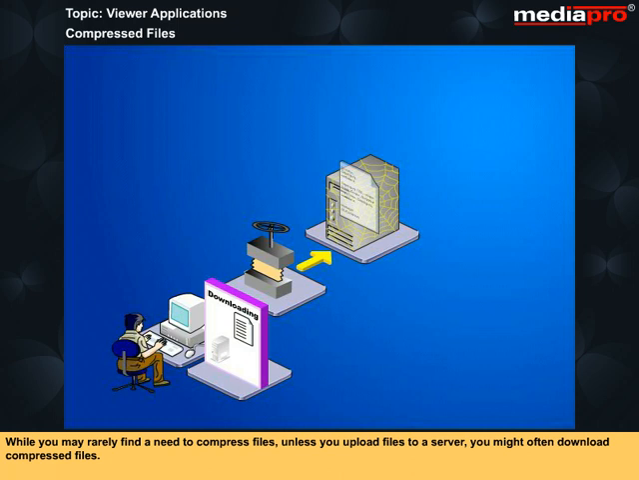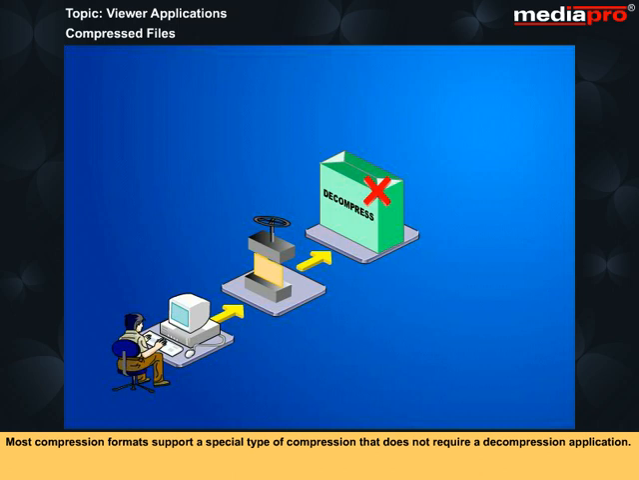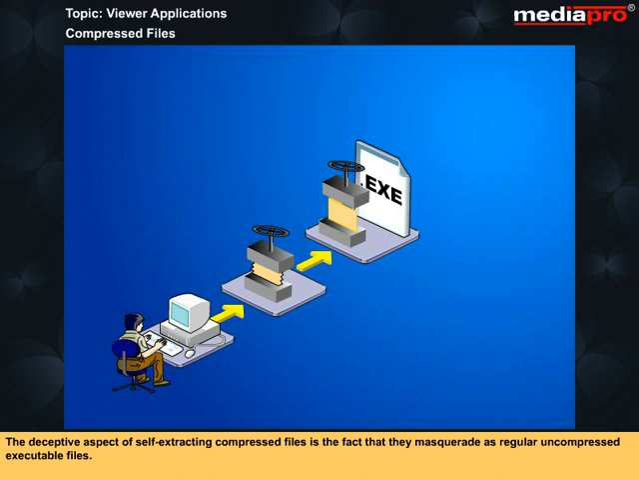While you may rarely find a need to compress files, unless you upload files to a server, you might often download compressed files. In order to be able to install and use compressed files, they must first be decompressed. Most compression formats support a special type of compression that does not require a decompression application. These files, which have an extension of .exe, can be decompressed directly via their execution. The deceptive aspect of self-extracting compressed files is the fact that they masquerade as regular uncompressed executable files.